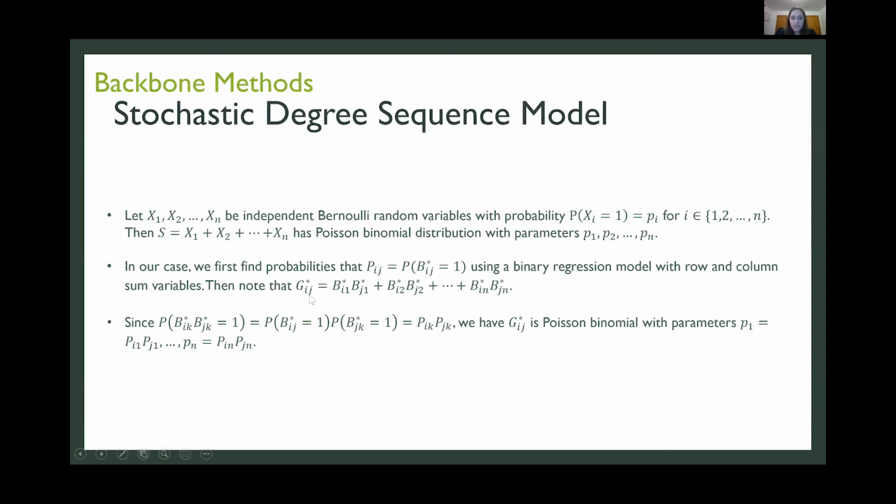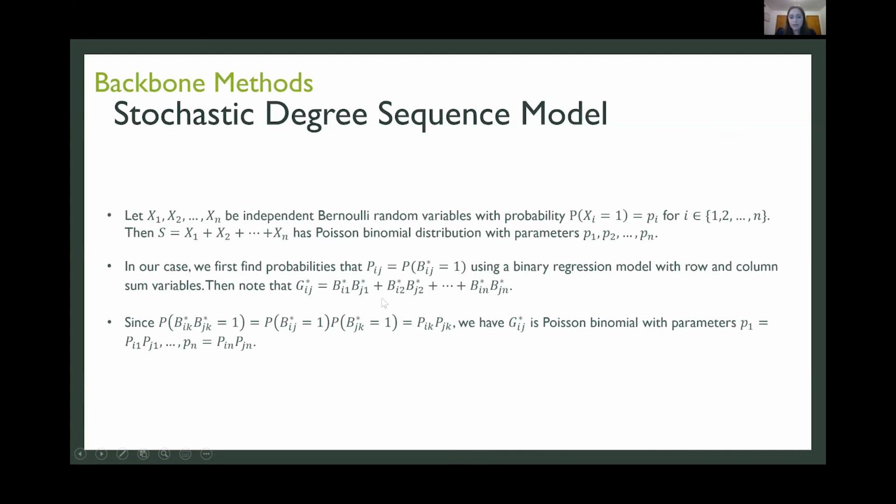So the entry Gij is just going to be equal to this sum here. And if we look at the probability of this Gij, whenever we're looking at the probability of two entries in our bipartite adjacency matrix multiplied together, since these are independent occurrences of these edges, we can separate their probabilities to be multiplied together, and we get that the overall probability is just P sub ik times P sub jk.